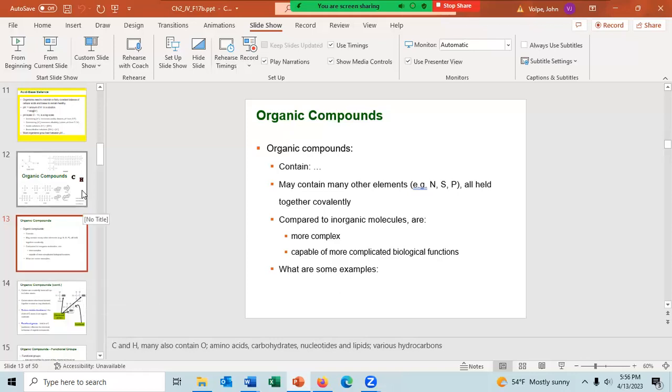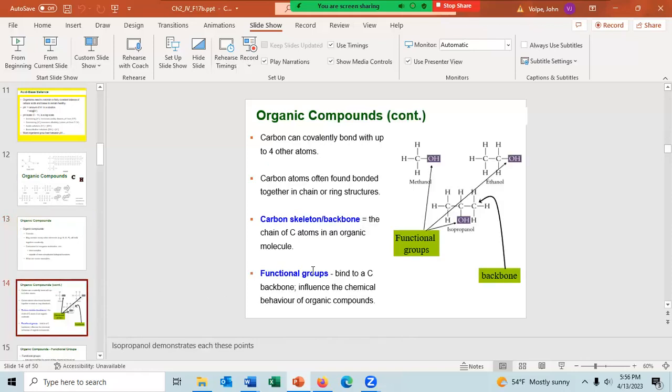I've already showed you some organic compounds, but can anyone name some important biological organic compounds? Anybody? All right. The four biological molecules, proteins, carbohydrates, lipids, and nucleic acids are all organic compounds. And then all of the derivatives like glucose, starch, are all organic compounds.